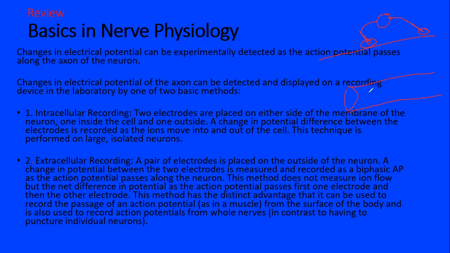Now, this is not as accurate as the intracellular recording because it is not telling us how many of these charges are moving. It is only telling us there is a difference between the first electrode and the second electrode. The advantage is that you can measure changes even in very tiny axons, and number two, it is a non-invasive procedure.